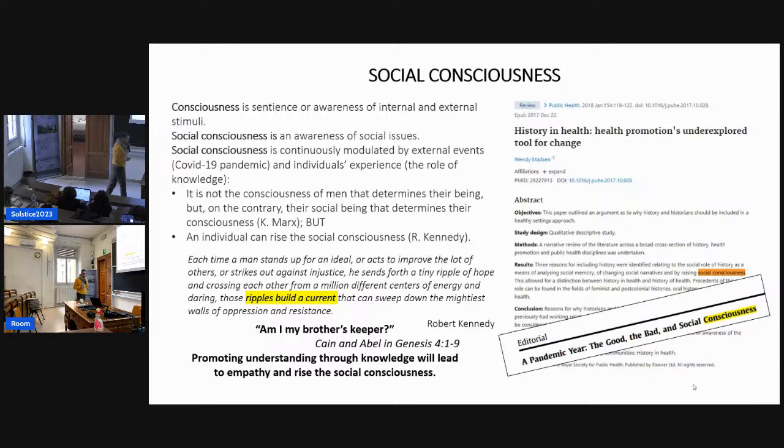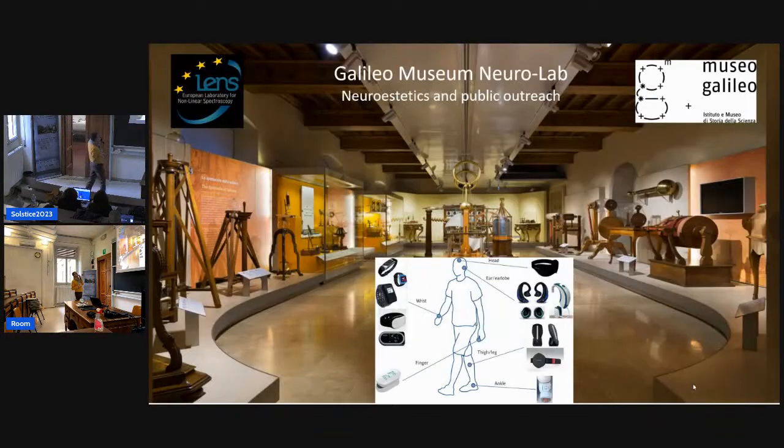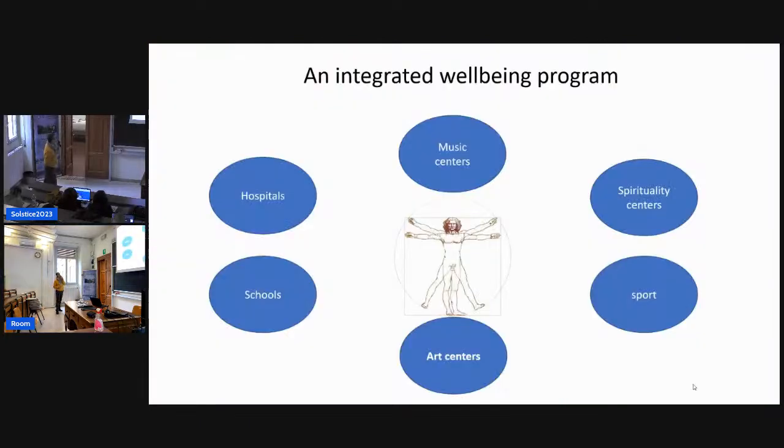I think we have a big opportunity as scientists to bring science, objective and measurable parameters, into a psychological and social context to solve real problems. So, okay, this is the experiment we are doing at the museum about neuroaesthetics, as I was telling you before.